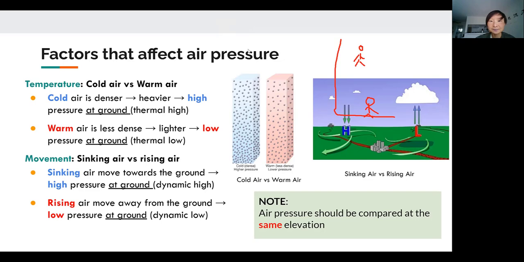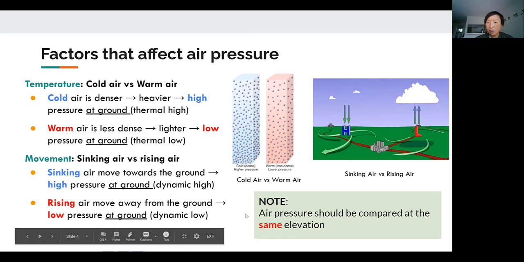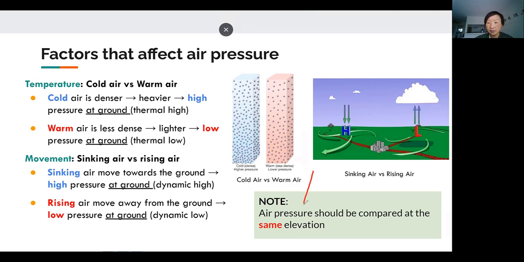Let me clear my drawings. Okay, so in meteorology, speaking of weather, we want to understand in which condition you can have high pressure and in which condition you have low pressure. Before we get started, I want you to pay attention to this part. High and low pressure should be compared at the same elevation, because as long as you go up, air pressure for sure decreases. So we're not comparing in that direction. In the same elevation, very simple: cold air produces high pressure.